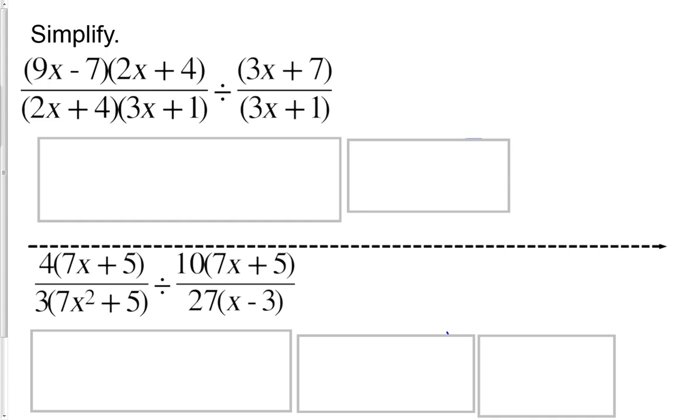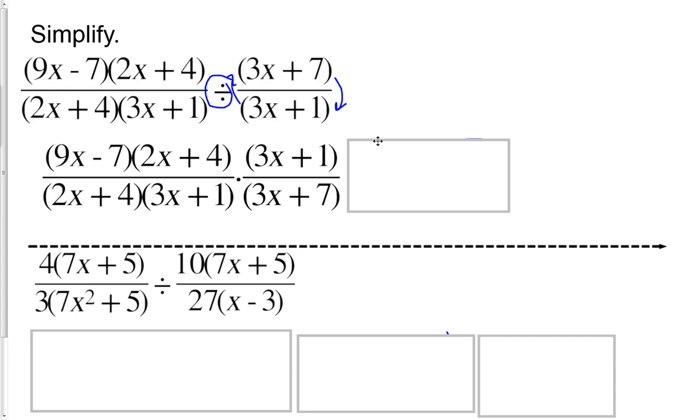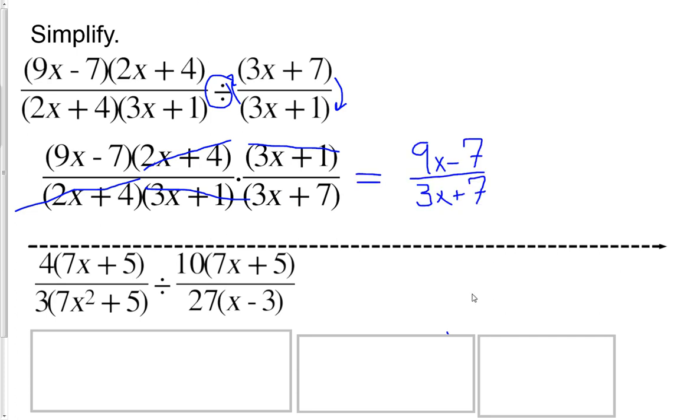We've got about 4 more problems. So again, we've got the divide. So we circle the divide and flip positions with whatever comes after. So the numerator becomes the denominator, and the denominator becomes the numerator. And I rewrote it, and we've got 3x plus 1 on top, 3x plus 7 on bottom, and now we're canceling. 9x minus 7, any pieces that match on the bottom? Nope, staying. 2x plus 4, oh, right there, 2x plus 4. 3x plus 1, oh, that one too. And we're left with 9x minus 7 over 3x plus 7. They're just left over, and that's our final answer.